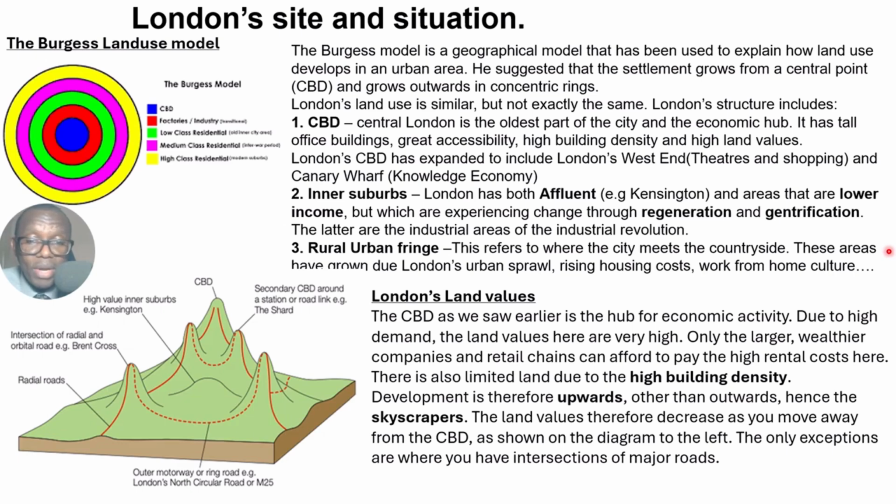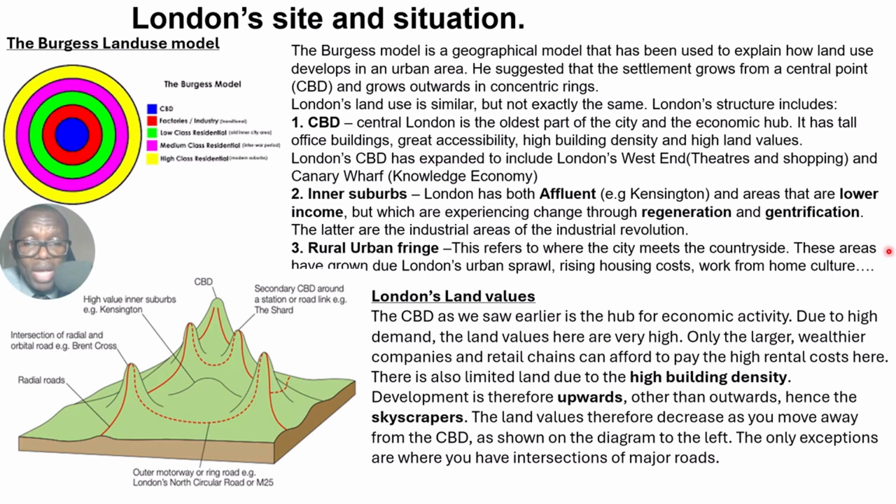Then London also has inner suburbs, which are both affluent, so places like Kensington, and areas that are lower income, but which are experiencing change. Such areas include places like Stratford, where there has been regeneration and gentrification. And those areas that are lower income were formerly industrial areas during the Industrial Revolution, but due to the decline of the old economy, they have needed regeneration and gentrification. Now, obviously, some of them have been regenerated, some of them have not been.